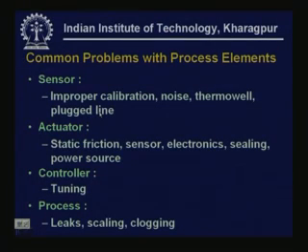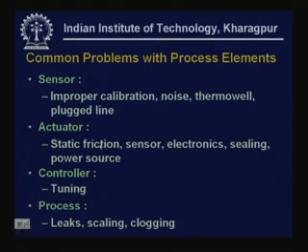Similarly, plugged lines can cause problems. Maybe you are sensing pressure, and you have a line which connects the process to the meter and senses the pressure. Now, if this line is plugged, then the pressure will not be properly sensed and the sensor will give bad readings. And sensor errors in control systems, as we have seen earlier, directly affect the output. So, if you have any problem in the sensor, it is going to be directly transferred to your output.